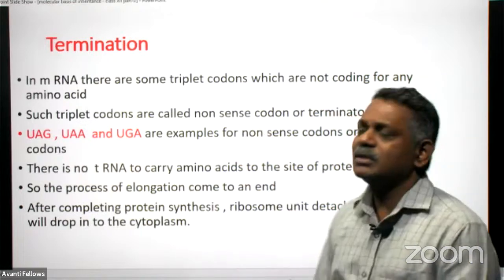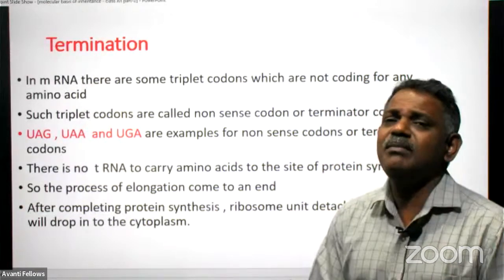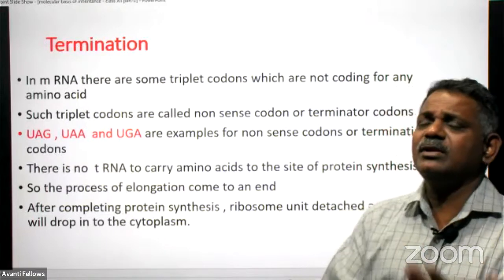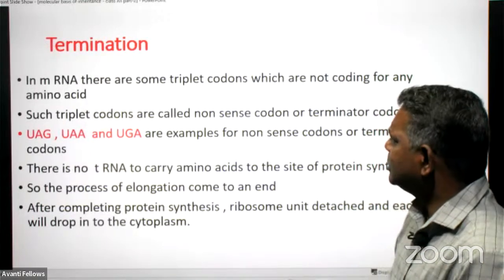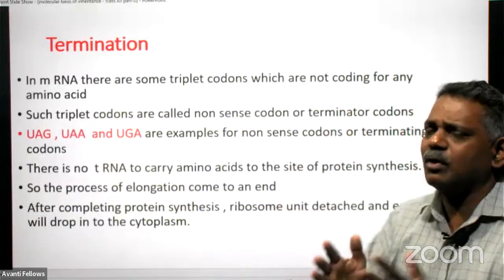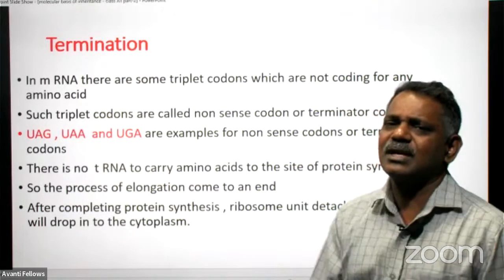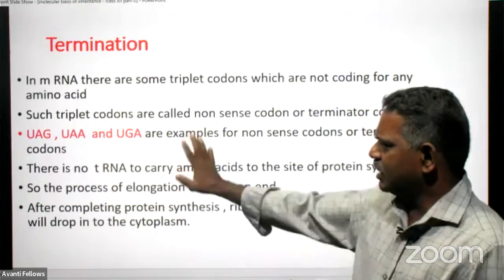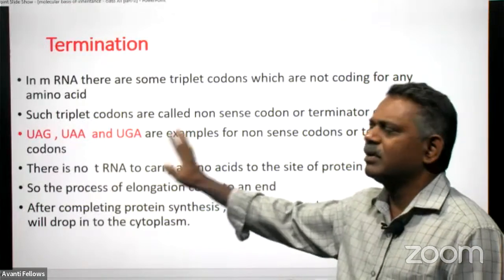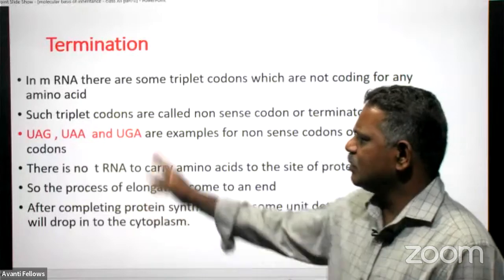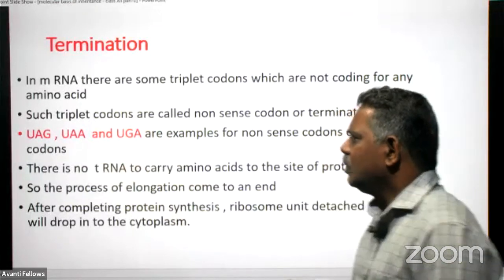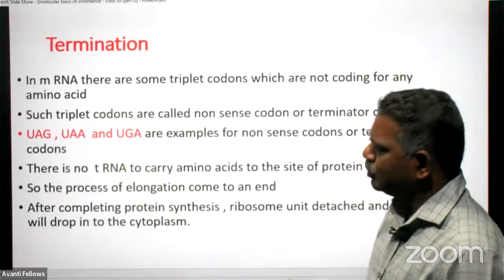Why is it called a nonsense codon? Because it does not have any meaning. It is not meant for any kind of amino acid, and it is a terminator codon because it stops the process of protein synthesis, translation. There are three types of such triplet codons identified. That is UAG, UAA, and UGA.